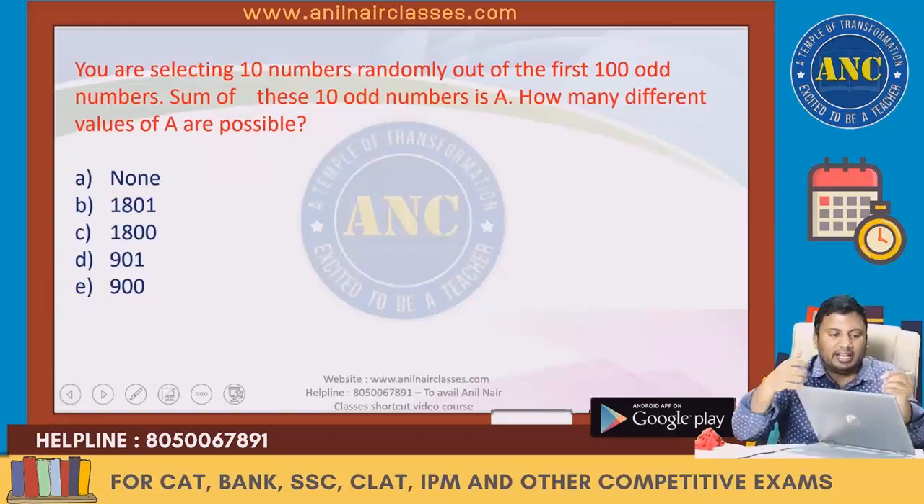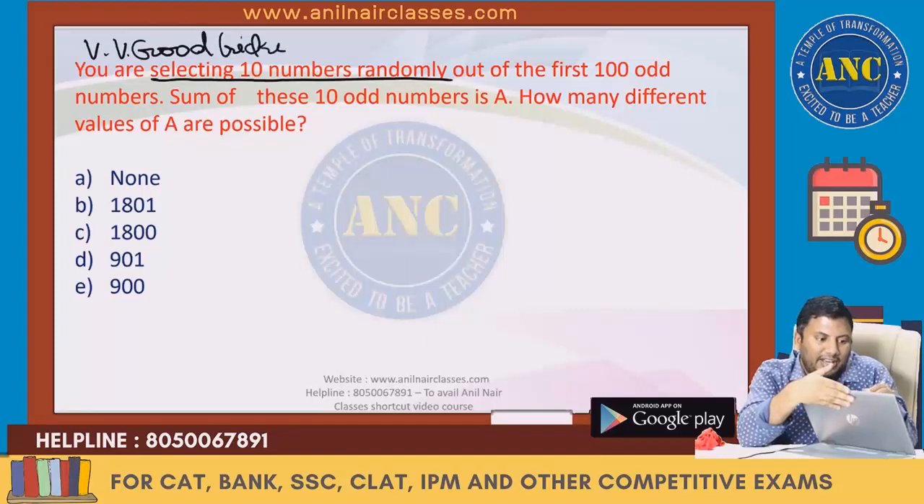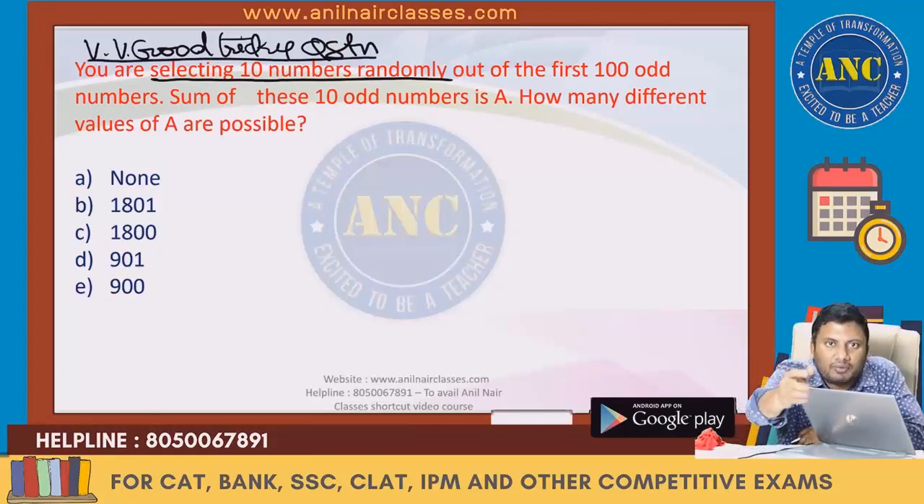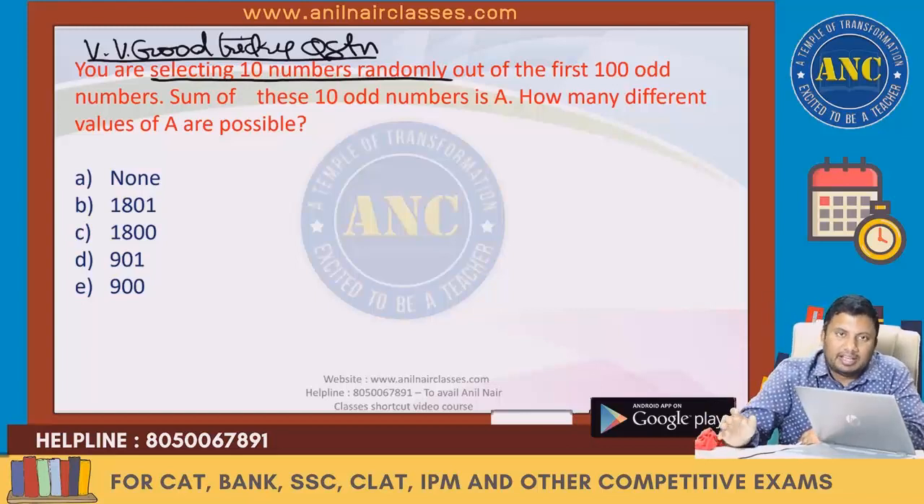You are selecting 10 numbers. Beautiful question, sir. Very, very good, tricky question. Because in our school days, college days, some teachers might have taught you: if the word selection is there, use nCr; if the word arrangement is there, use nPr. Half knowledge. Selection word is there, use nCr.